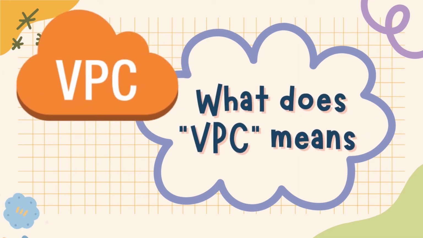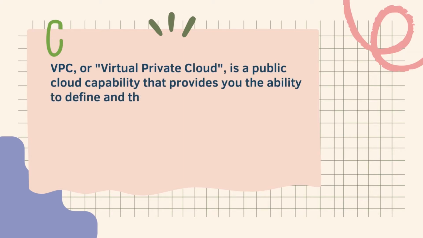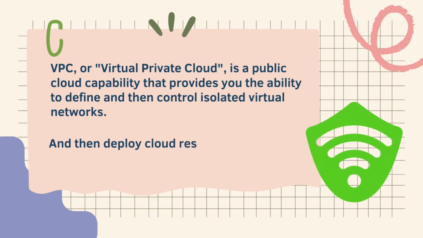Today, I will discuss what VPC means in cloud computing, and then I will discuss why it even matters to you in your public cloud journey. VPC, or Virtual Private Cloud, is a public cloud capability that provides you the ability to define and then control isolated virtual networks, and then deploy cloud resources which you need on those networks.